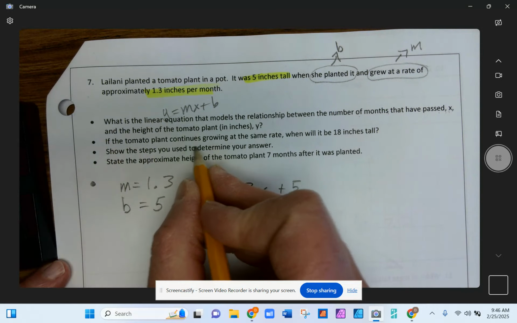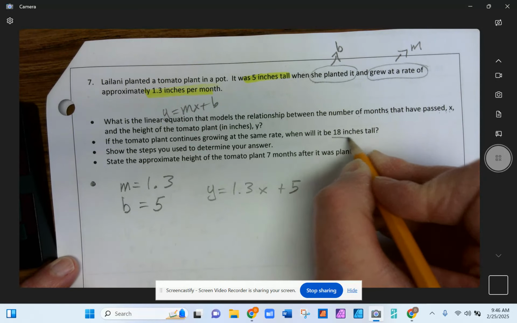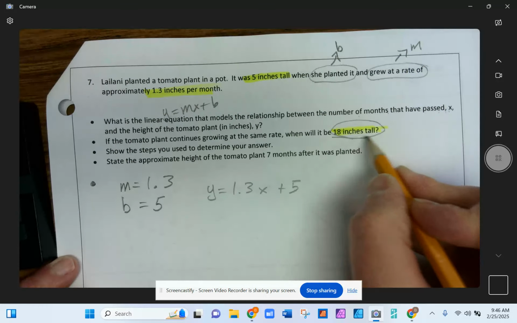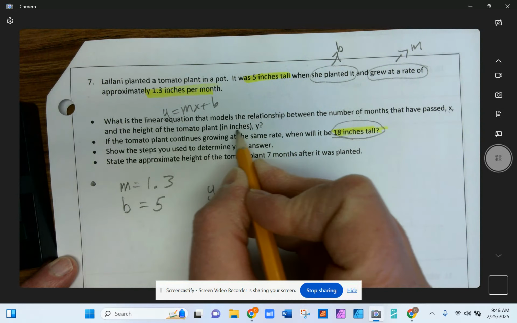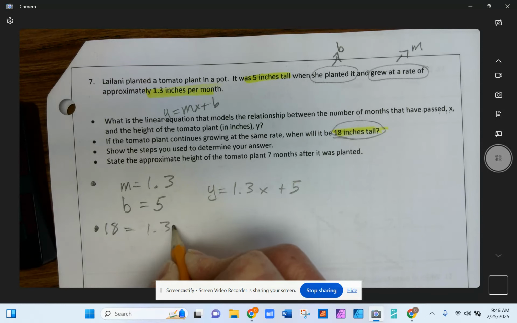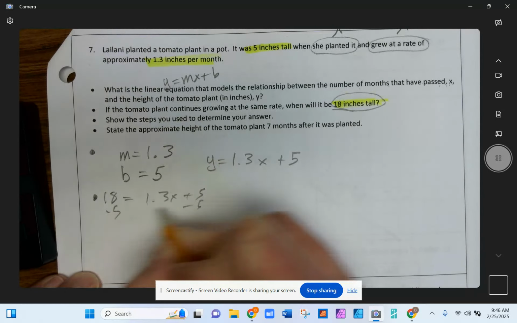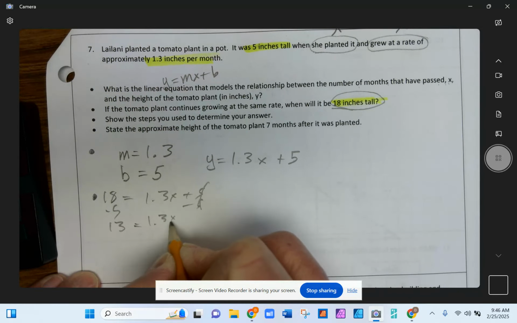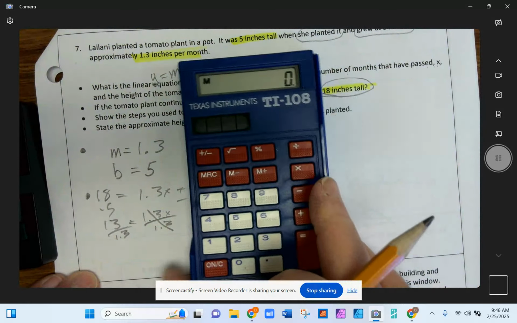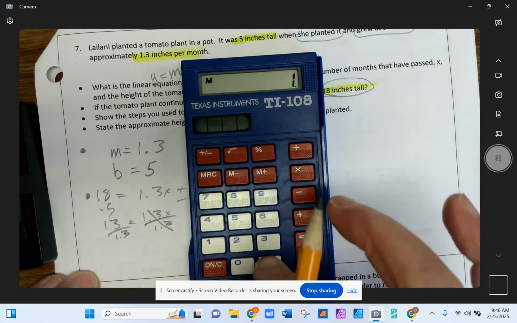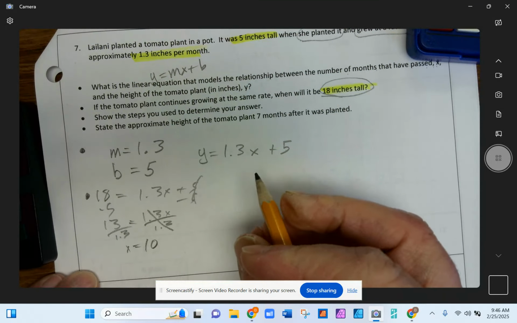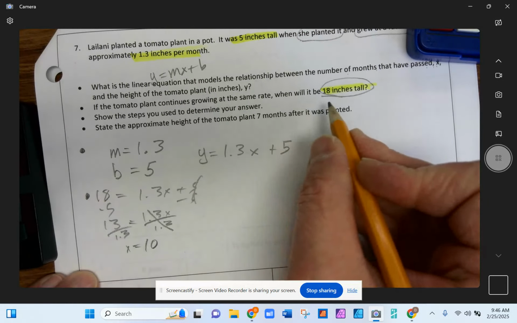If the tomato plant continues to grow at the same rate, when will it be 18 inches tall? 18 inches is the height of the plant, which is y. So 18 is equal to 1.3x plus 5. I subtract 5 and get 13 equals 1.3x. I divide by 1.3. It's important that you put the decimals in here, otherwise you're going to screw this up. 13 divided by 1.3 gets us to 10. So x equals 10 months.